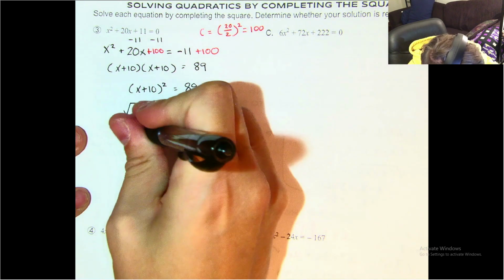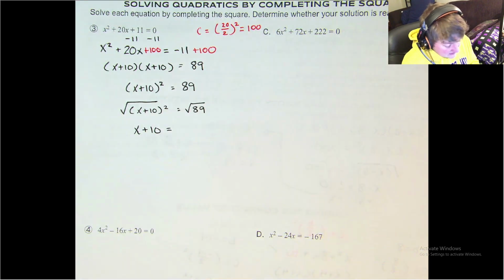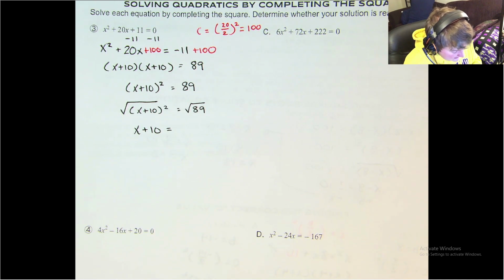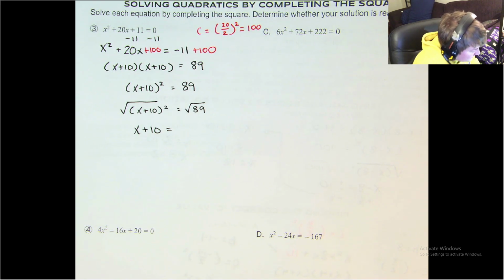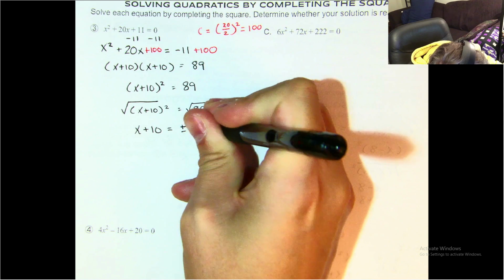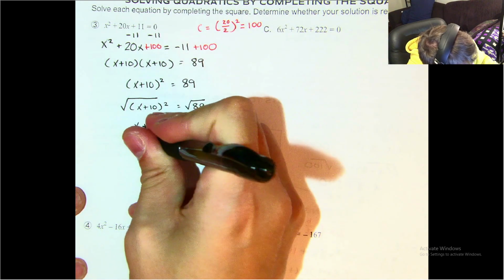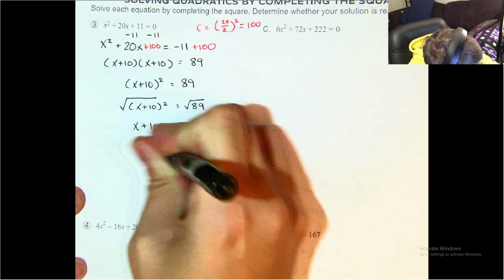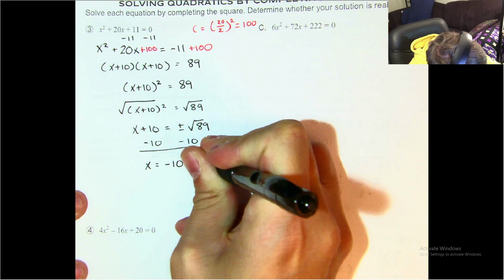Okay, so this turns into x plus 10 is equal to, well, we want to see if that simplifies. So 89, it's not going to divide by 4. You always want to try to simplify this as we did in the previous section. I don't think this simplifies. So this is going to be the positive and negative square root of 89. Okay. Then I just have to get x by itself, so I'm going to go ahead and subtract 10 to get x is equal to negative 10 plus or minus the square root of 89.